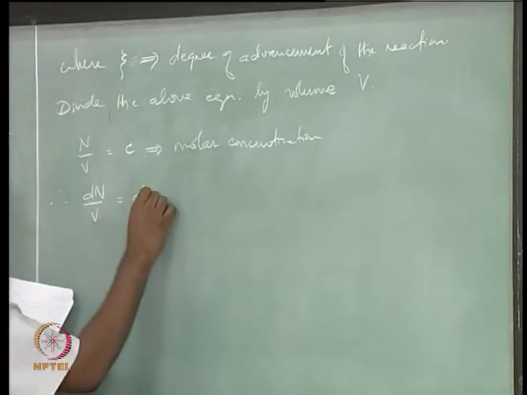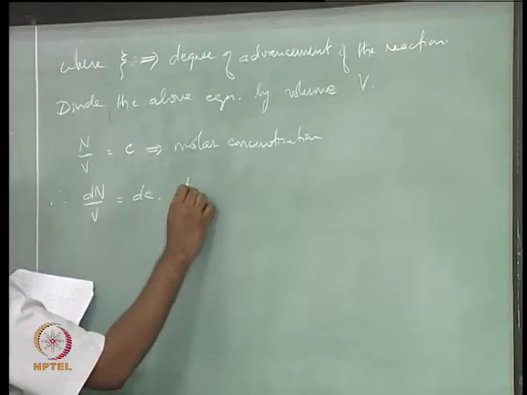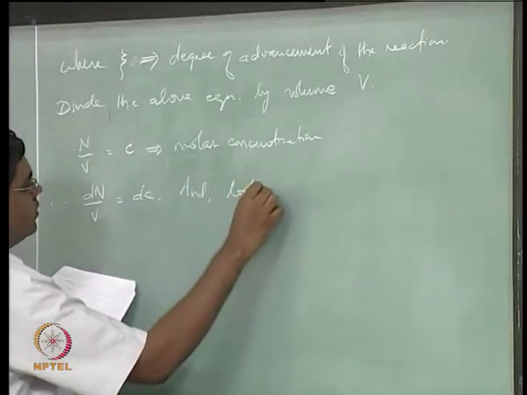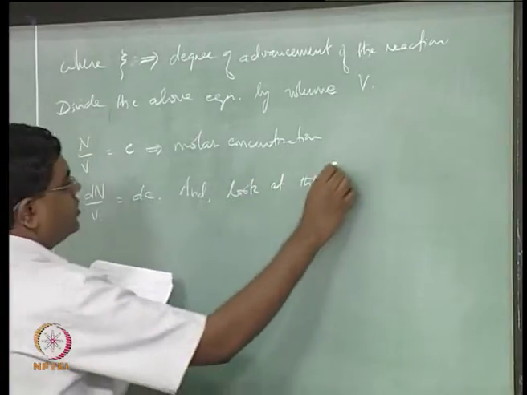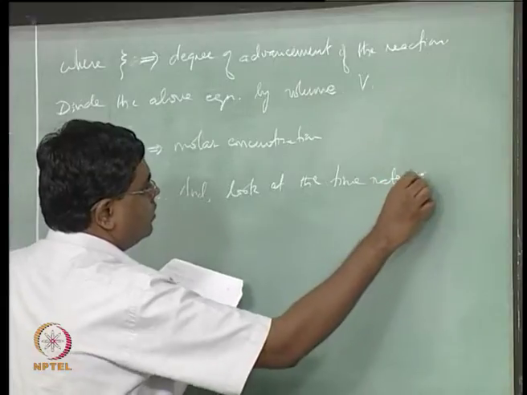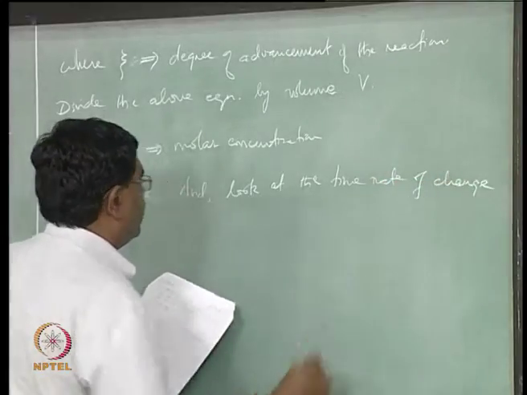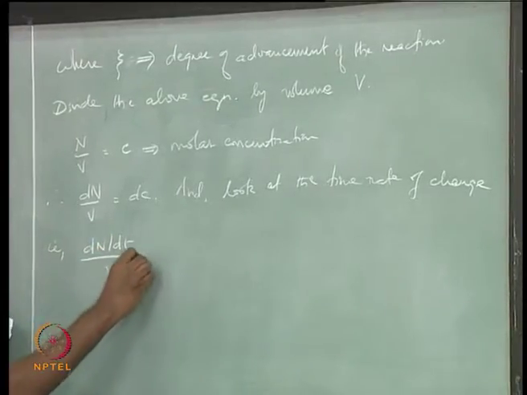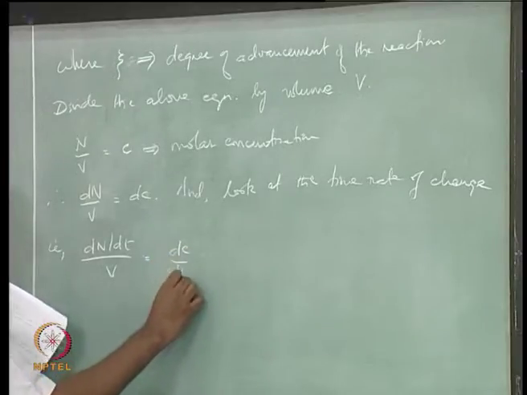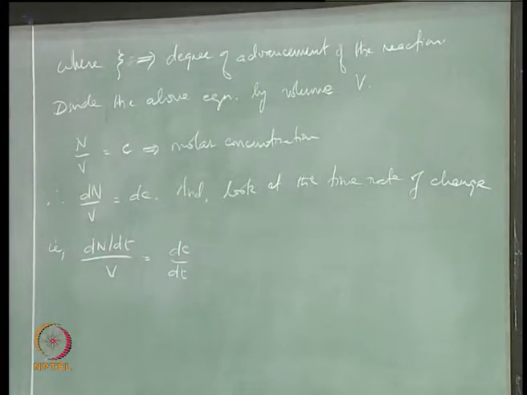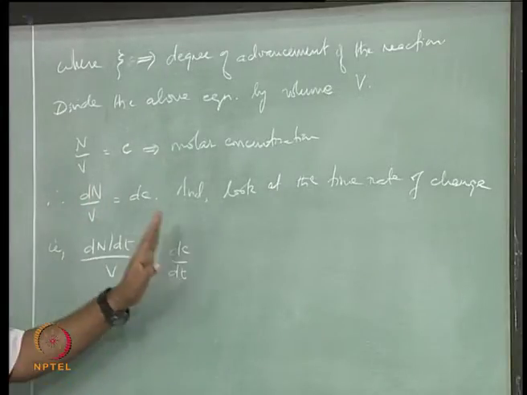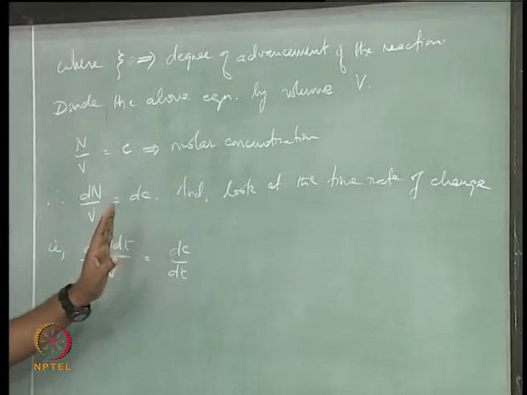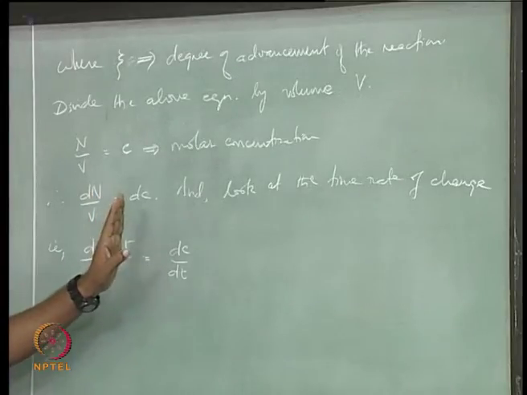and look at the time rate of change, right. That is to say dN over dt per unit volume is essentially dC over dt, right. Now this is very significant here. Ultimately what we are looking at is the rate of change, the time rate of change of concentration of a species, of any species, okay.